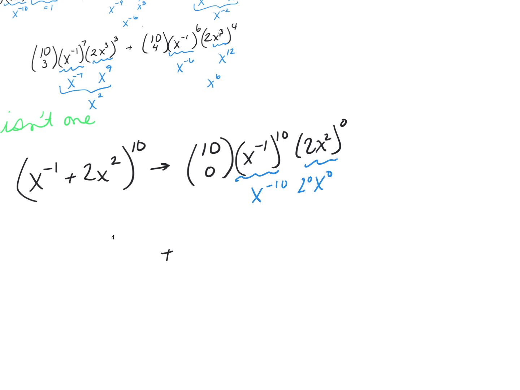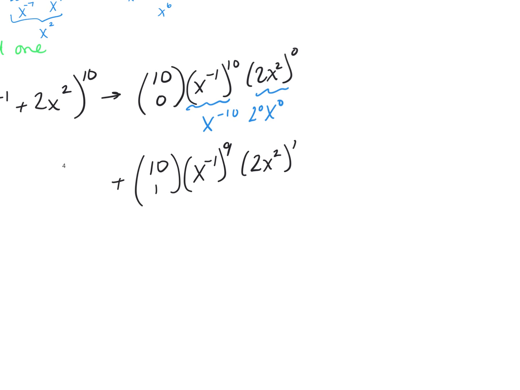My next term is going to be 10 choose 1, x raised to the negative 1 raised to the 9, 2x squared raised to the 1. This is going to give me x raised to the negative 9, times x squared. Not worrying about the coefficient, just worrying about these two. This gives me x raised to the negative 7.